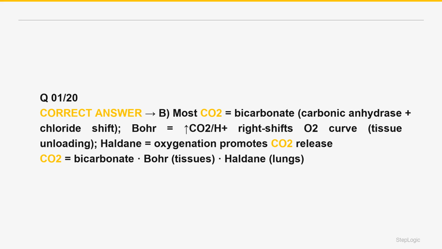Two reciprocal effects link O2 and CO2. The Bohr effect: in metabolically active tissues, the high CO2 and low pH, high H+, shift the oxygen-hemoglobin curve to the right, decreasing hemoglobin's affinity for O2 so it unloads more oxygen where it's needed. The Haldane effect, the converse: in the lungs, when hemoglobin binds O2, its affinity for CO2 and H+ falls, prompting the release of CO2 from the blood to be exhaled. Bohr helps unload O2 in tissues. Haldane helps unload CO2 in the lungs. The bicarbonate-dominant transport with the Bohr and Haldane effects is correct.